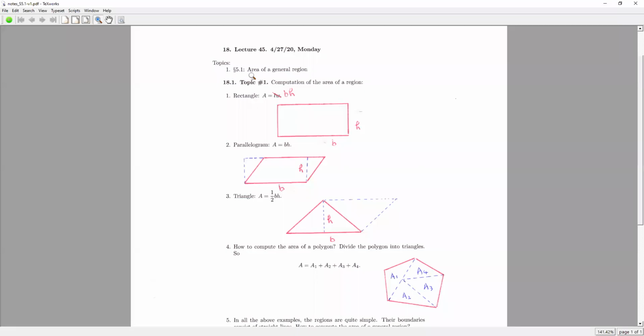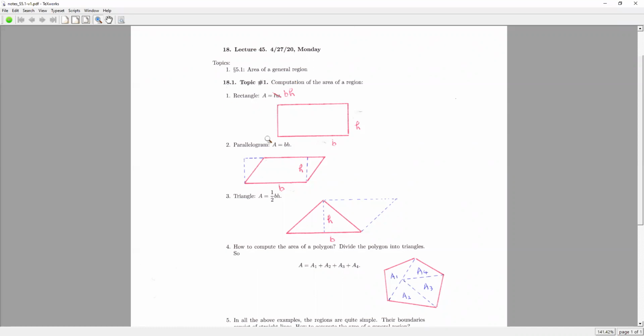Section 5.1, area of a general region. In this section, we study how to compute the area of a general region. Here, we have some examples about how people compute the area of a region.